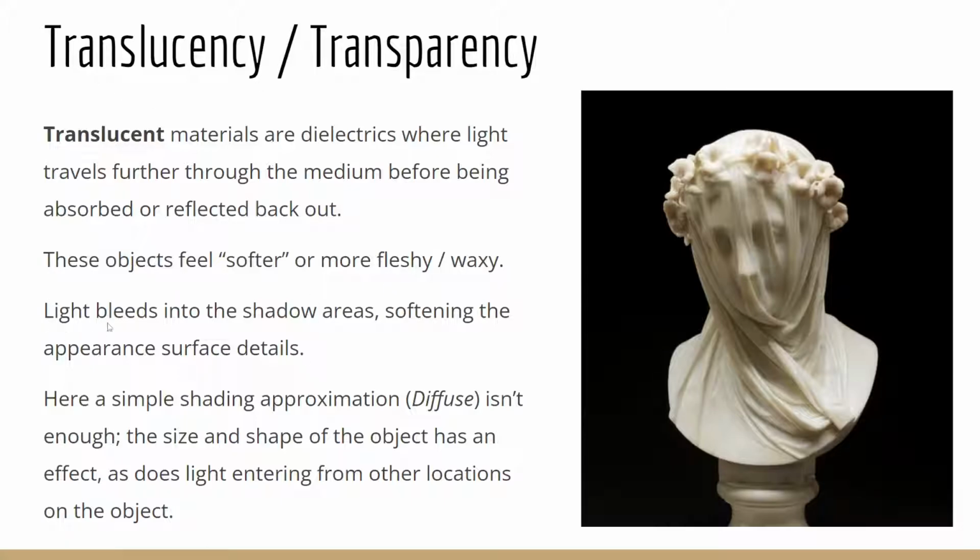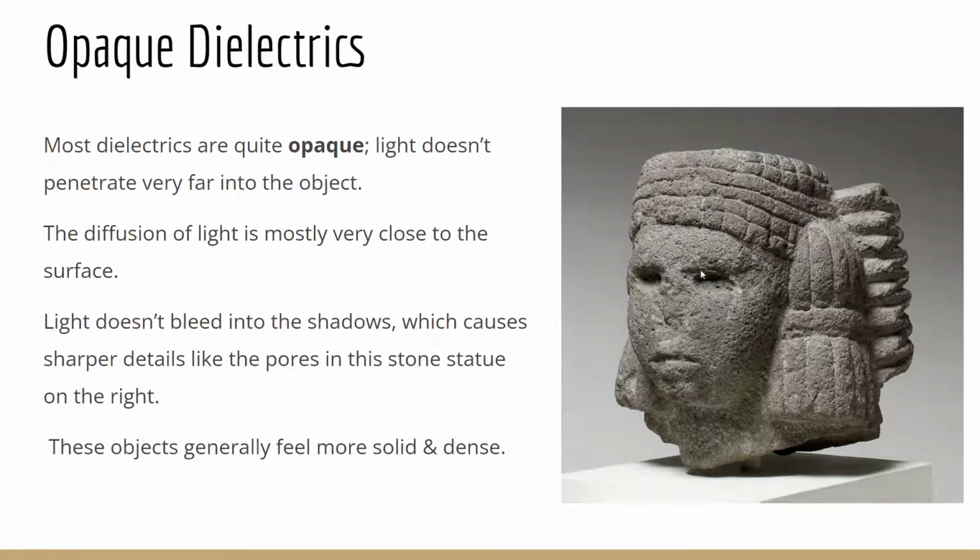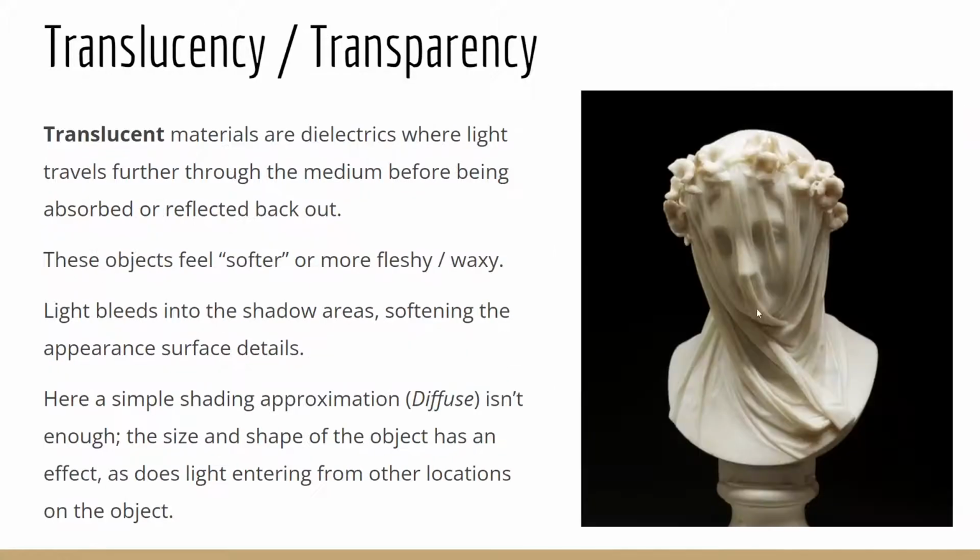And this is caused by light bleeding into the shadow areas, which softens the appearance of surface details. So you can see this up here, right? We have light bleeding through the object or through these thin surfaces. And so these shadows have a softer look to them because there's a lot of light and color bleeding into them, right? Compare that to stone, which has that really hard, sharp, harsh look to it.